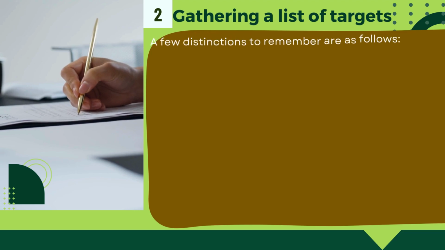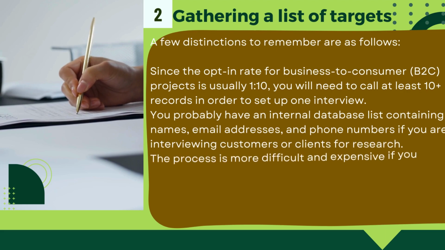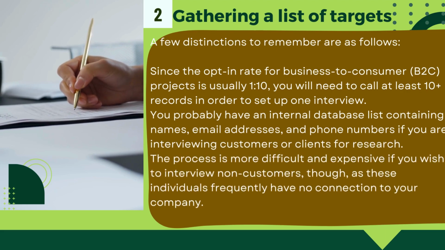Gathering a list of targets. A few distinctions to remember are as follows. Since the opt-in rate for business-to-consumer projects is usually 1:10, you will need to call at least 10 records in order to set up one interview.